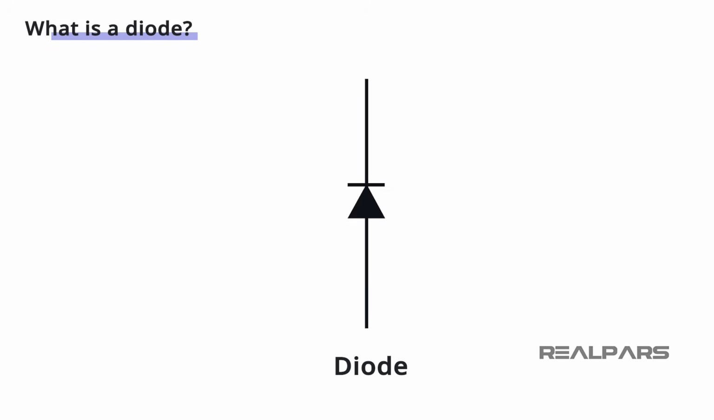A diode is a device that allows current to flow in only one direction. That means if you add a diode to an electrical circuit, the current can only flow in one direction only.